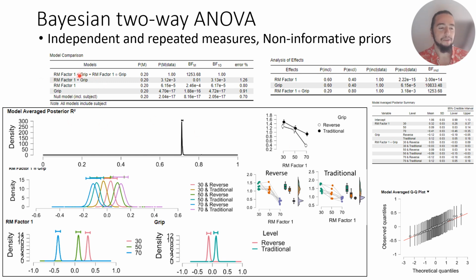As you can see here, we do not have anymore only one model against the null model. We have a model including all, the saturated model, that is one variable, the other variable, and the interaction. We also have, without the interaction, only main effects and only one of the variables each time. So we have a total of 1, 2, 3, and 4 models against the null model. We have 0.20 as the priors because it's non-informative.